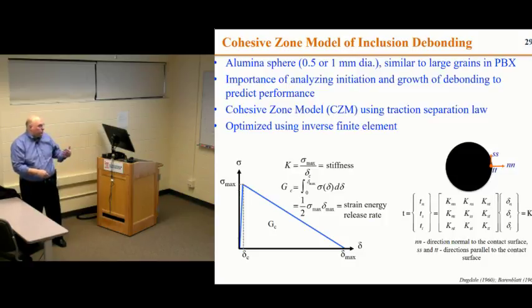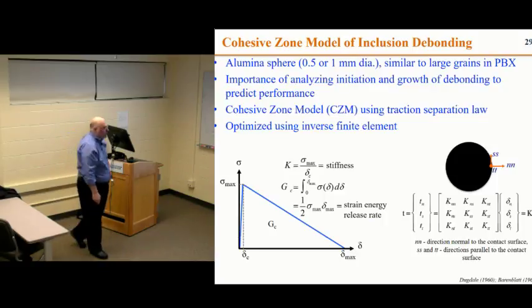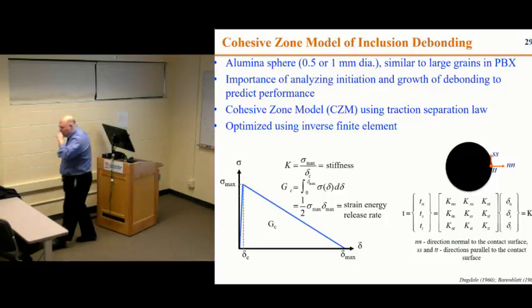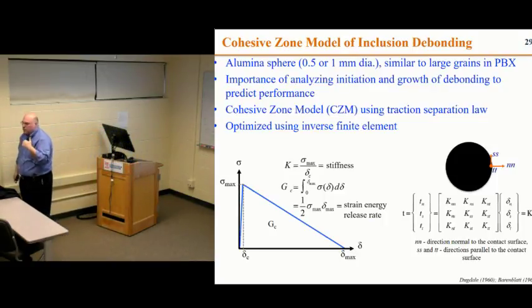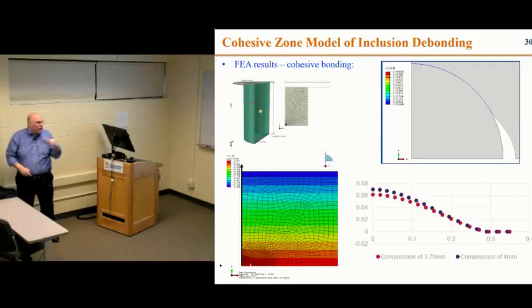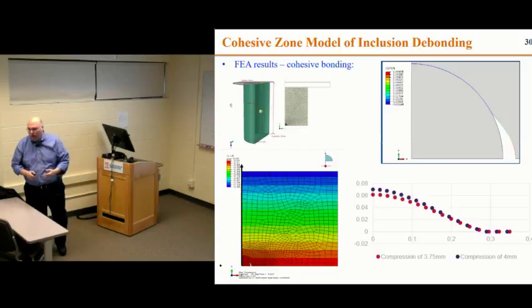So the question is, what are the correct properties, right? And that's what we're seeking to do. We haven't done that yet. We are looking at a rigorous optimization process to do that. We can guess some of them. So we picked what would be reasonable values.